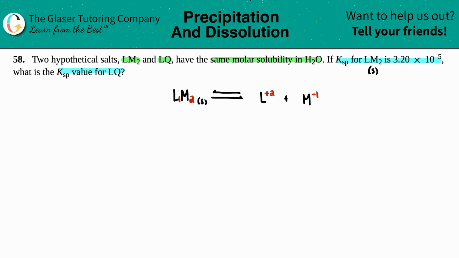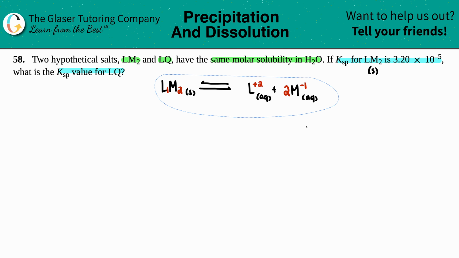Okay, now since we have charges, this is going to be aq, aq, and now let's just balance it. We do have two M's, so I do have to put a 2 in front of there, and now we're good to go. Okay, now we're setting up for Ksp, so let's just write out the formula for what the Ksp would be for LM2.